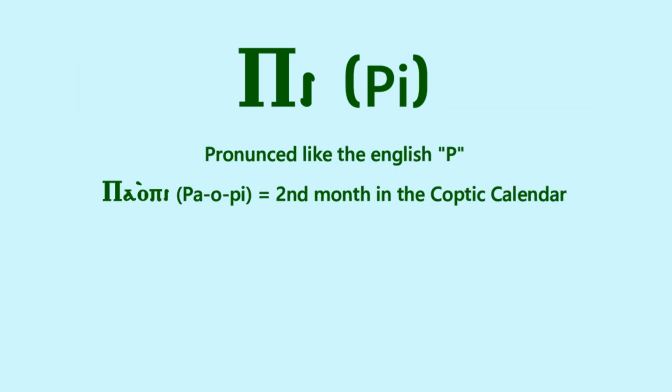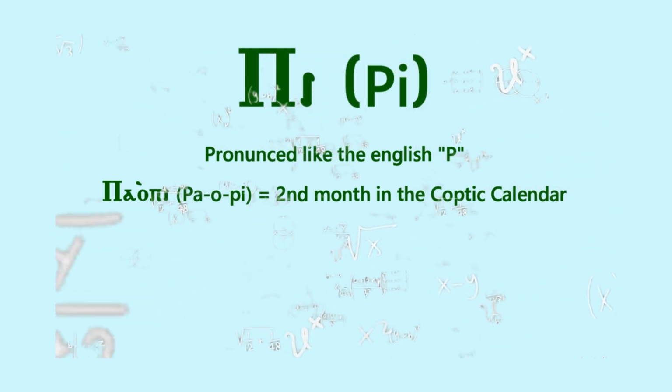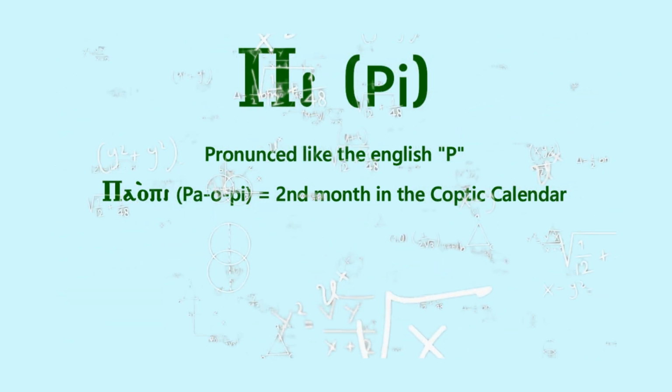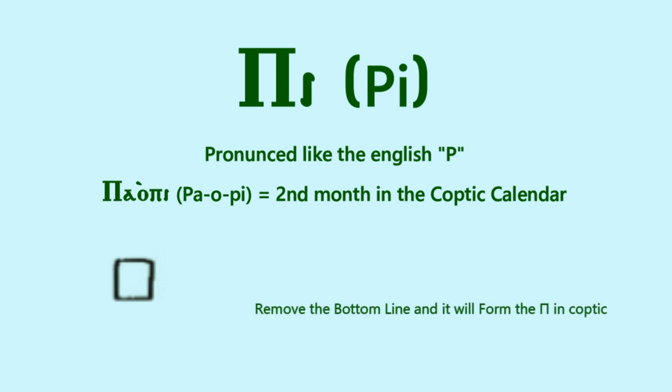The P in Coptic looks like pi symbol in mathematics. If you're familiar with that, I'm pretty sure you are. It's not going to look like the English P because that's a different letter in Coptic, and you'll see that in a bit now. A word for that in Coptic is paopi, which is a Coptic month. In hieroglyphics, it was drawn as a box, and so just remove the bottom one and you can see how it's formed.